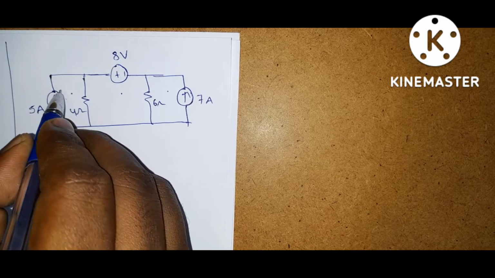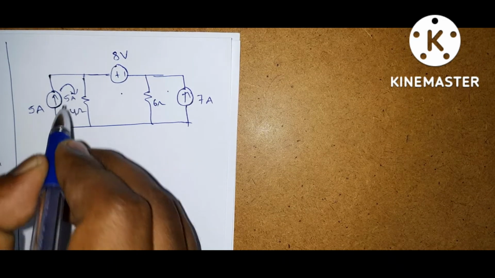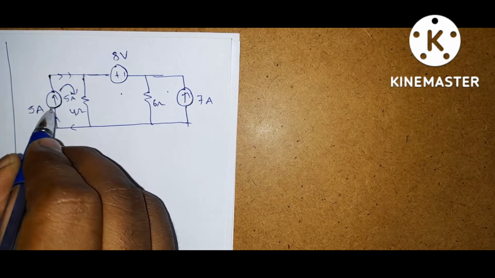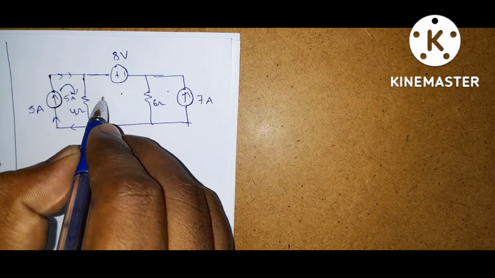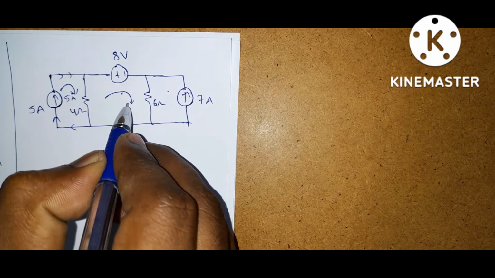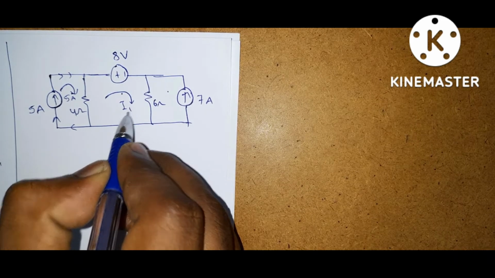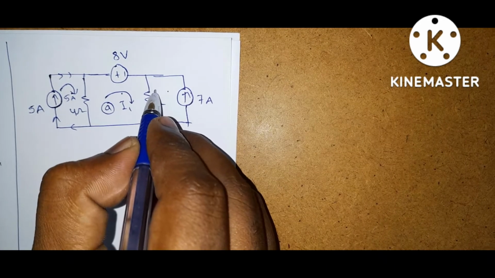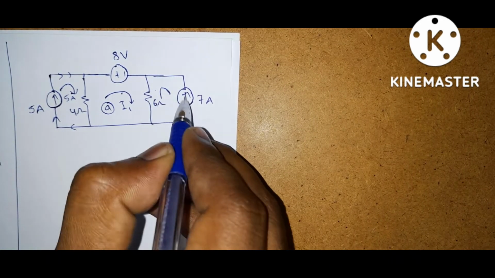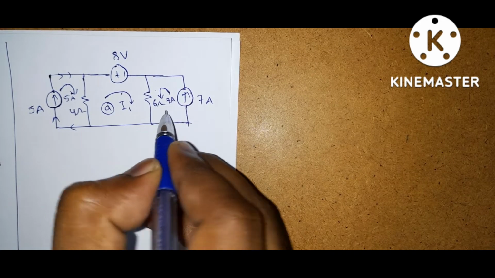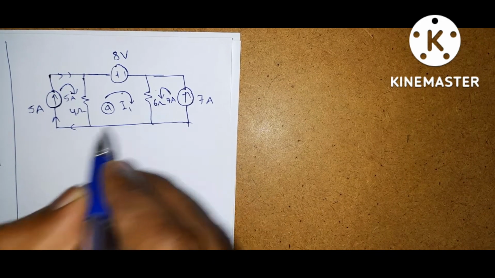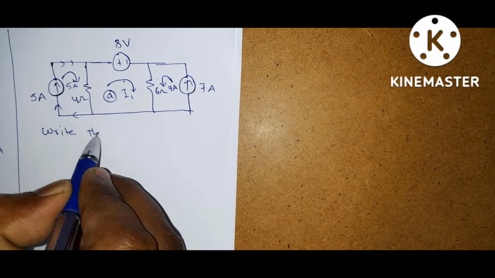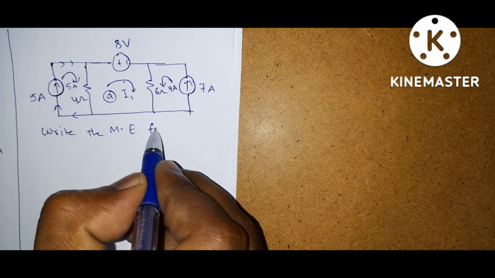In this loop the current is 5 amps, because this branch current indicates this loop current. So this is 5 amps, and here we don't know the current, so let it be clockwise direction and take it as I1, let it be loop A. And here this branch current indicates this loop current, so this is 7 amps. Now write the mesh equation for loop A.